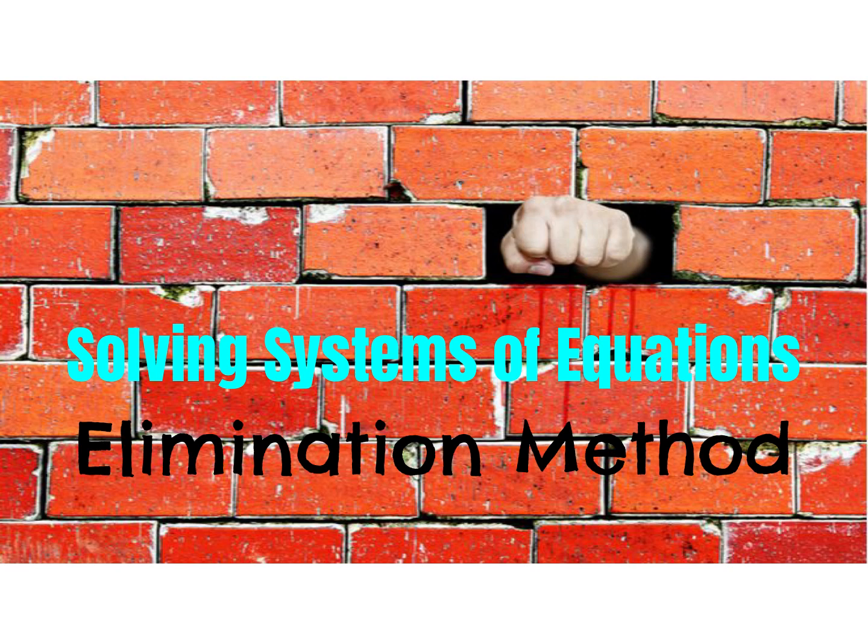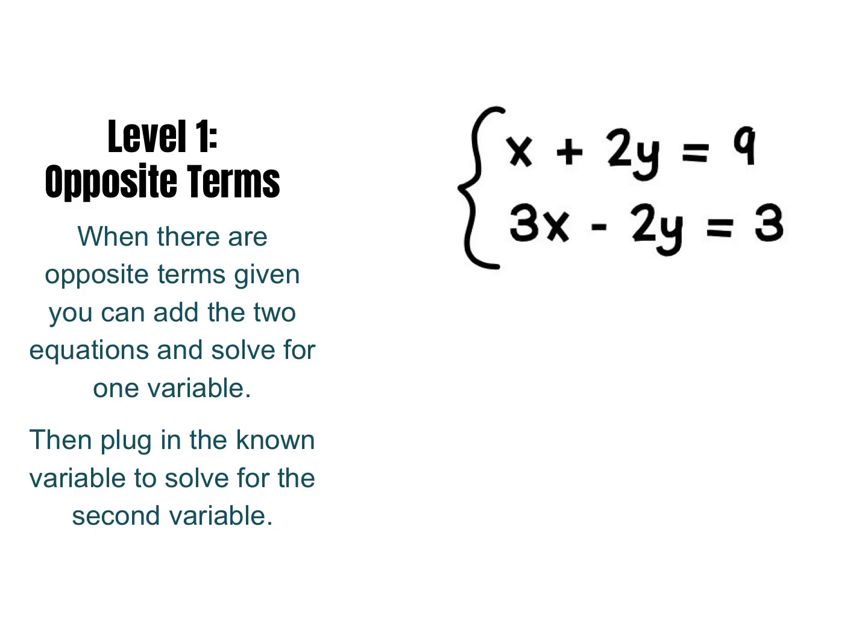The third method for solving systems of equations is using the elimination method. The elimination method is a method we're going to use when we see that both of the equations are given in standard form. If you remember, standard form looks like something x plus or minus something y equals c. Okay, so we would call it ax plus by equals c.